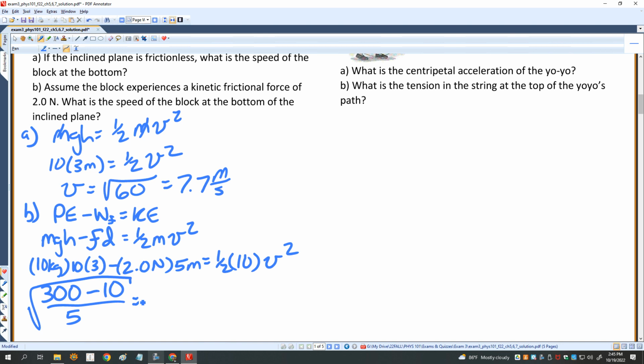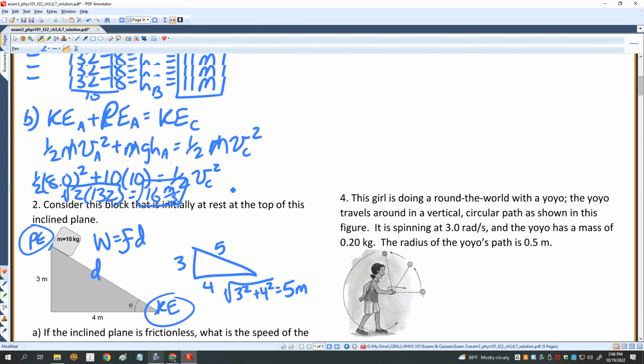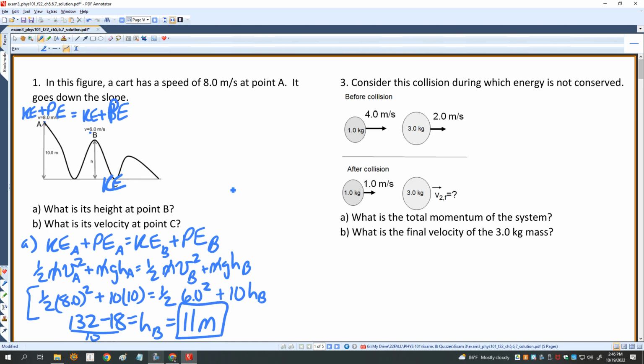I get 7.6. So I lose a little bit of energy as I'm moving down that inclined plane, so it is going a little bit slower. All right, here I have this collision. This is an inelastic collision, so only momentum is conserved. I want to know the total momentum of the system. Well, I can just look at the initial momentum. I know everything about that.